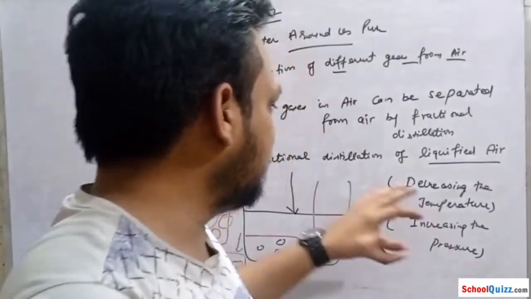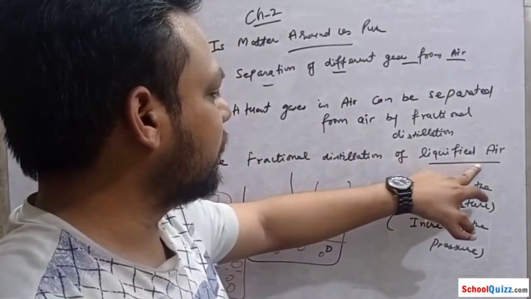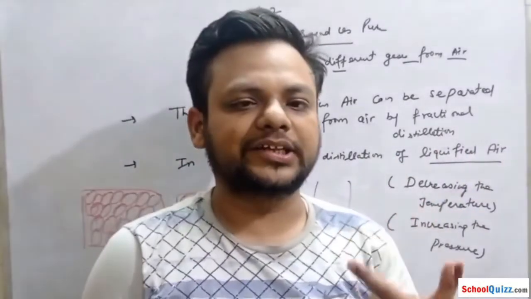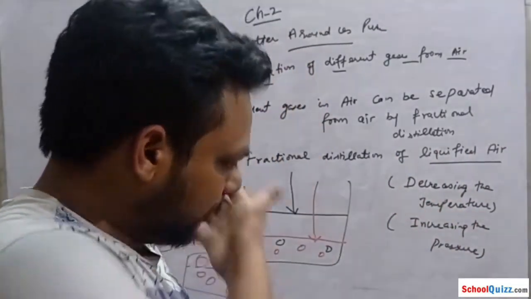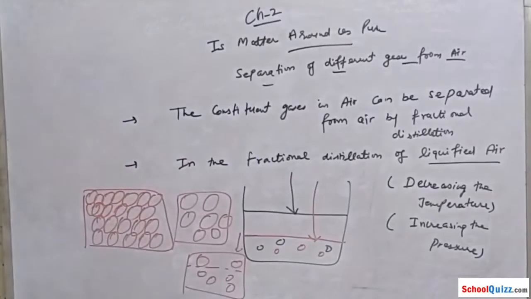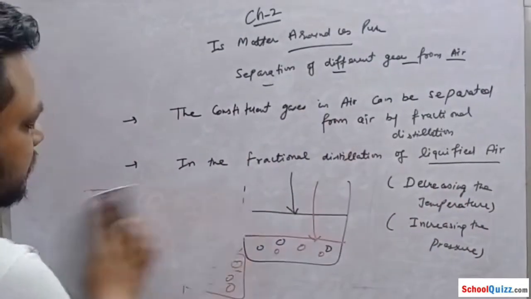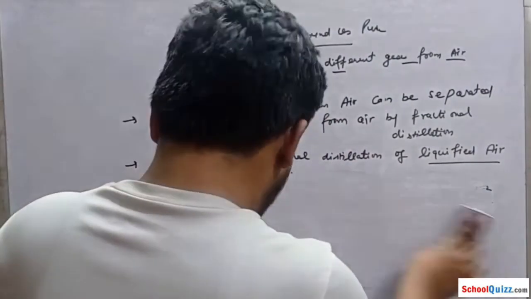So you have to remember that we can liquefy air with two methods. First one is decreasing the temperature or increasing the pressure. So we will move further.